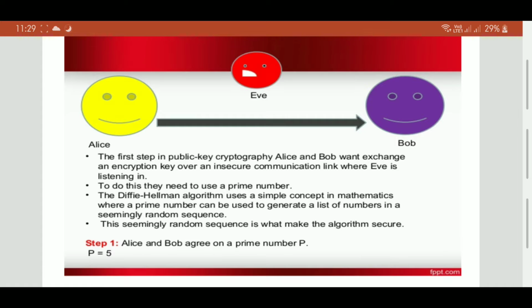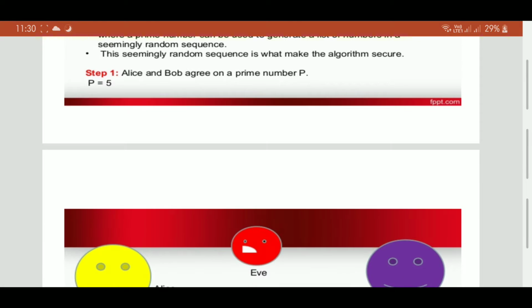To do this, they need to use a prime number. The Diffie-Hellman algorithm uses a simple concept in mathematics where a prime number can be used to generate a list of numbers in a seemingly random sequence. This seemingly random sequence is what makes the algorithm secure. Step 1 is Alice and Bob agree on a prime number p. So here p is equal to 5.